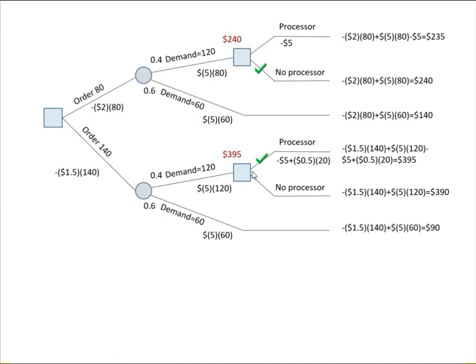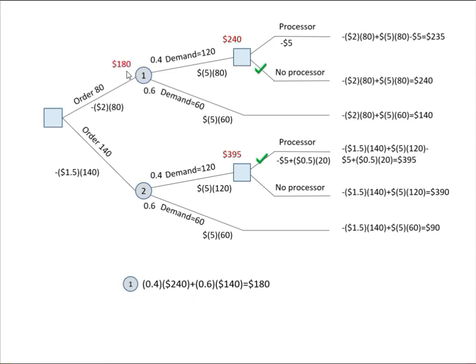Okay, next we can move on to these two nodes. Let me label them for convenience. This is node 1, this is node 2. They are circles. So when it comes to a circle, you need to calculate the expected value. Here, this is an uncertainty, 0.4 chance to come here, 0.6 chance to come here. So the expected value of this node is 0.4 times the immediate payoff of the next node, 240, plus 0.6 times 140. If you carry out this calculation, it's 180. I'm going to copy this 180 over here.